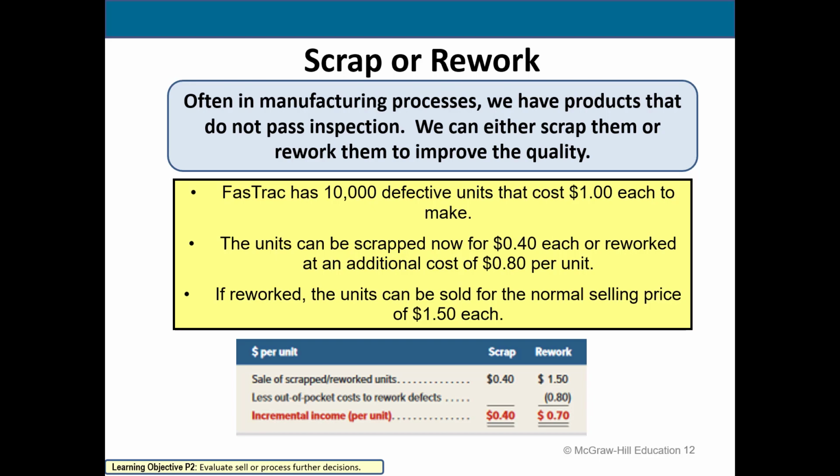You can see in the bottom schedule that they will actually have more income per unit if they rework the units. So they would only get 40 cents per unit by scrapping them, but they will have 70 cents in incremental income if they rework them.